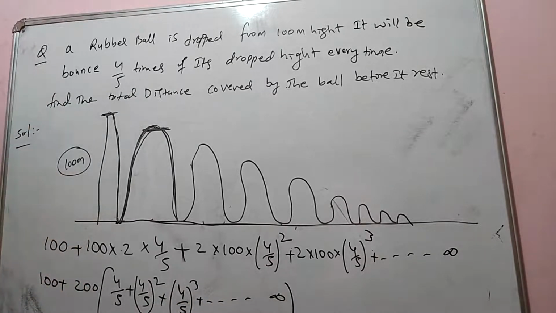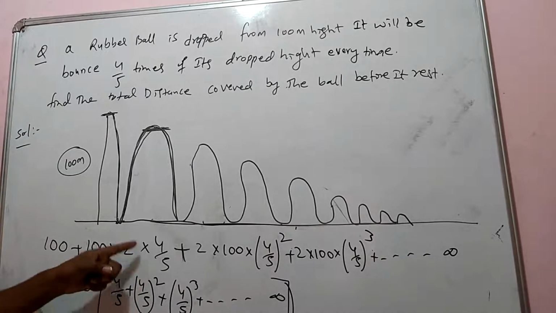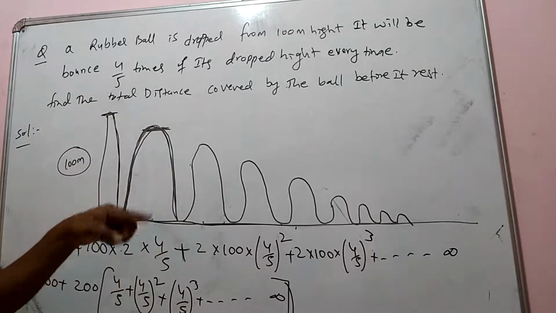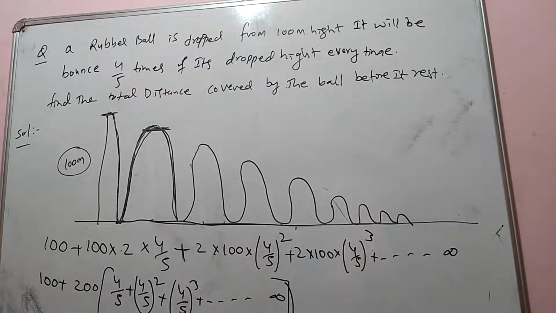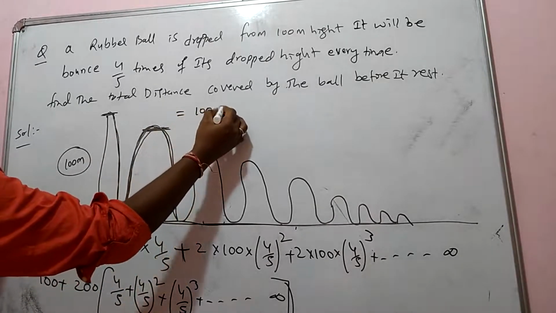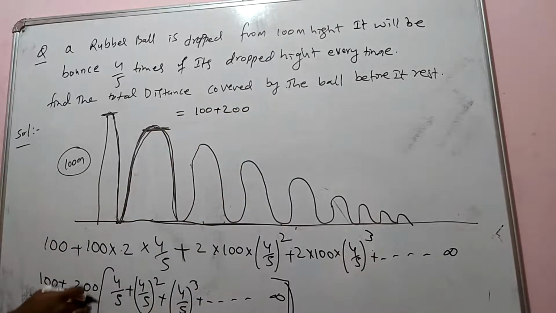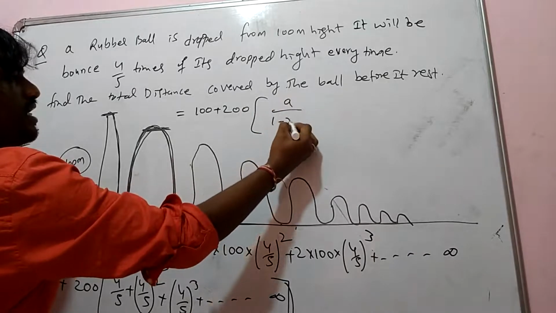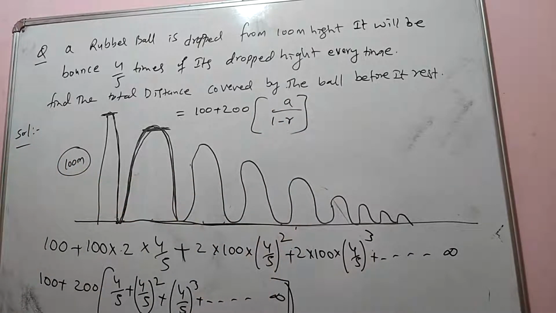Did you understand this? The first one is 4 by 5, next is 4 by 5 whole square, next is 4 by 5 whole cube. It's going on like this. So we have to find the sum of the terms in the GP here, the sum of the infinite terms, 100 plus 200 times this GP. The sum of the terms of an infinite GP is A by 1 minus R.